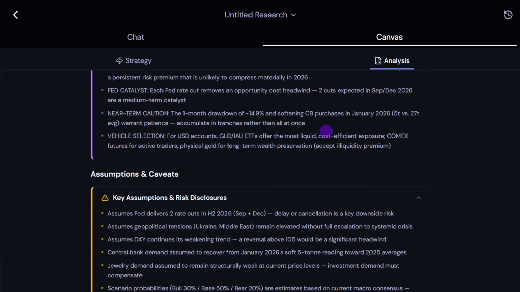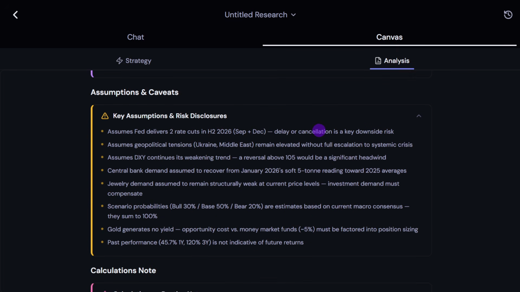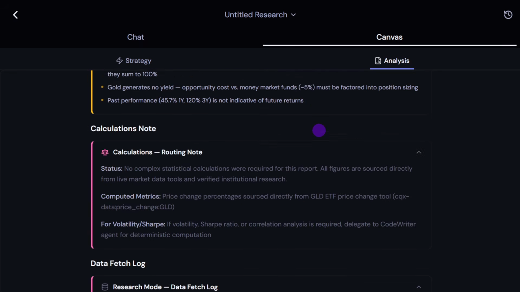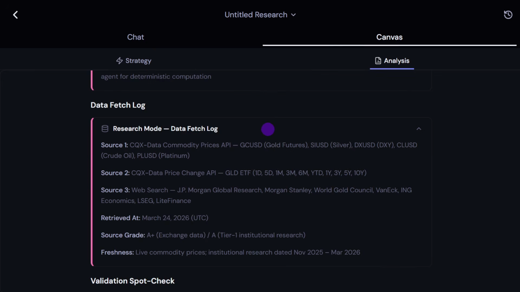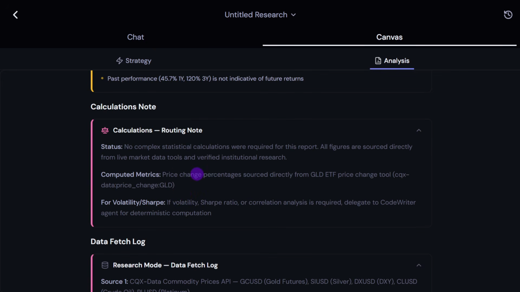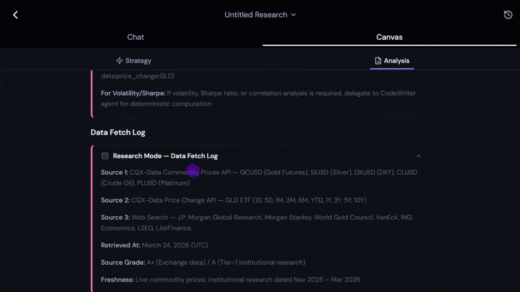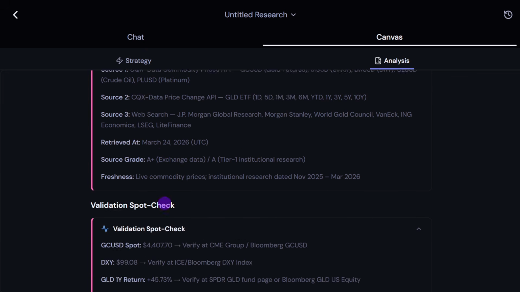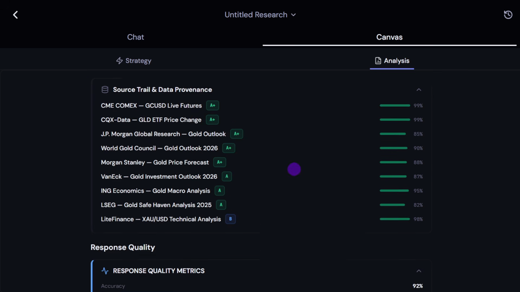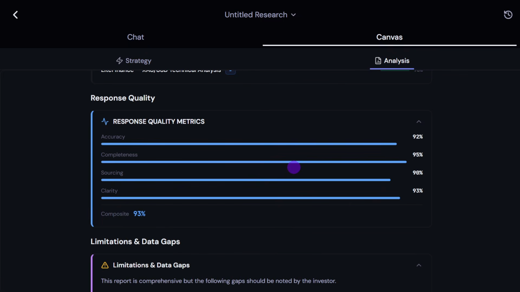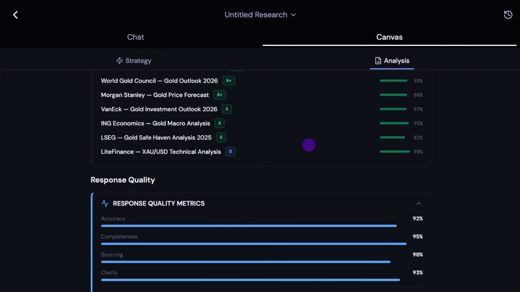There's one important point before we wrap up. This tool is fully transparent about where the data is coming from. So it's not just giving you an answer, it actually shows you the full data pipeline behind it. You have the calculation as well, if there has been any computed metrics in the pipeline. You have the data fetch log, the validation spot check, and the source trail, and the confidence and the quality of each of those source trail and data provenance. And on top of that, it actually provides validation points. So you can go and verify things like the gold price, the dollar index, or ETF returns independently.